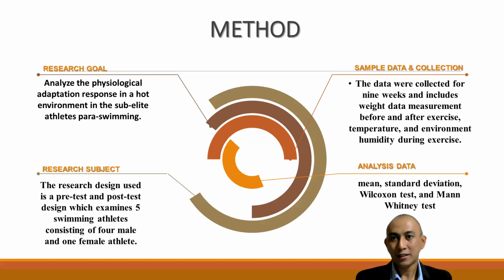The second part is method. The goal of this research is to analyze the physiological adaptation response in a hot environment in sub-elite para swimming athletes. In this research, we use a pre and post-test design involving 5 para swimming athletes, consisting of 4 male and 1 female athletes. To collect the data, we measured body weight, temperature, and environment humidity during exercise in the morning and the afternoon session.